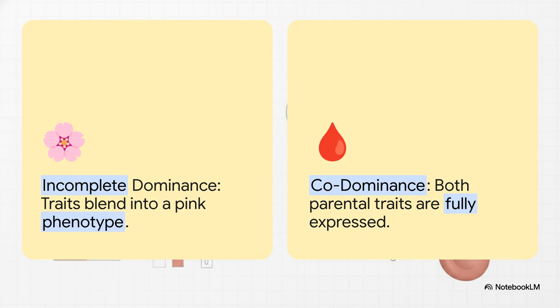On one hand, we have incomplete dominance. This is where traits blend into an entirely new in-between phenotype. Just think of the pink snapdragon flower as your mental anchor here. Neither the red nor the white was strong enough to completely take over. On the other hand, we have codominance. This is where both parental traits are fully and equally expressed at the exact same time, with 0 blending. The AB blood type is your anchor here, where both A and B sugars are displayed on the blood cell surface right side by side.